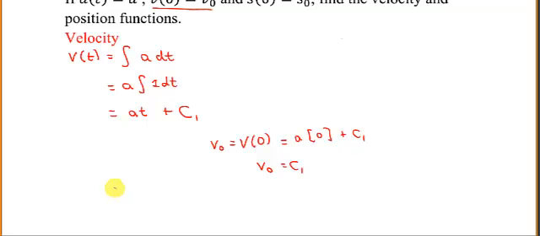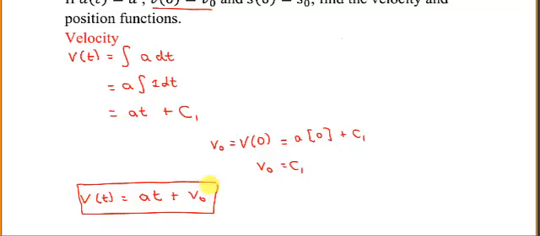So here's my velocity function completely known. It would be at plus c1, which was v0. So there's my velocity function. So if I have a constant acceleration, and I know that as a, and if I know the initial velocity, the velocity at time 0, this would be my velocity function. All right, now let's go on to find the position function.